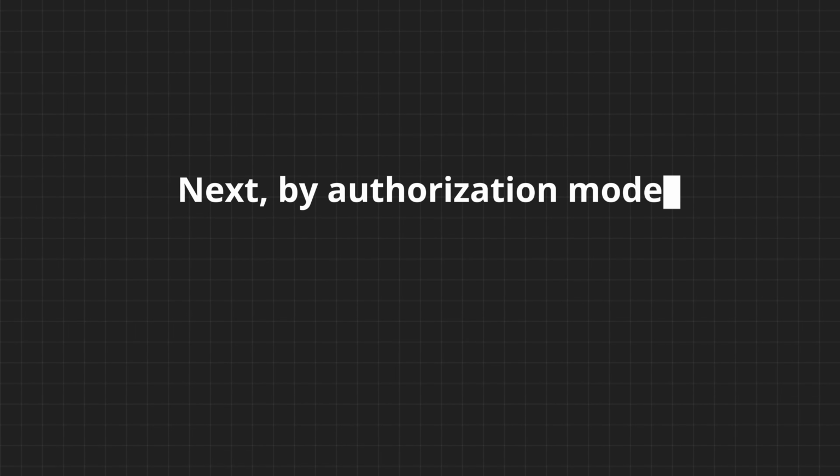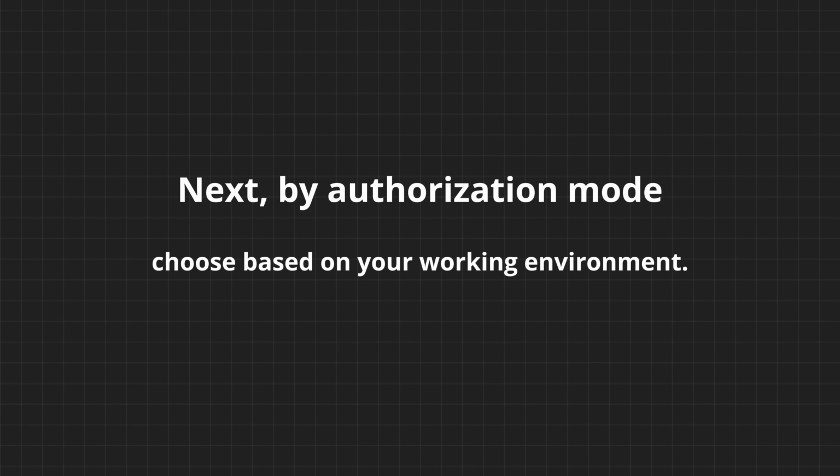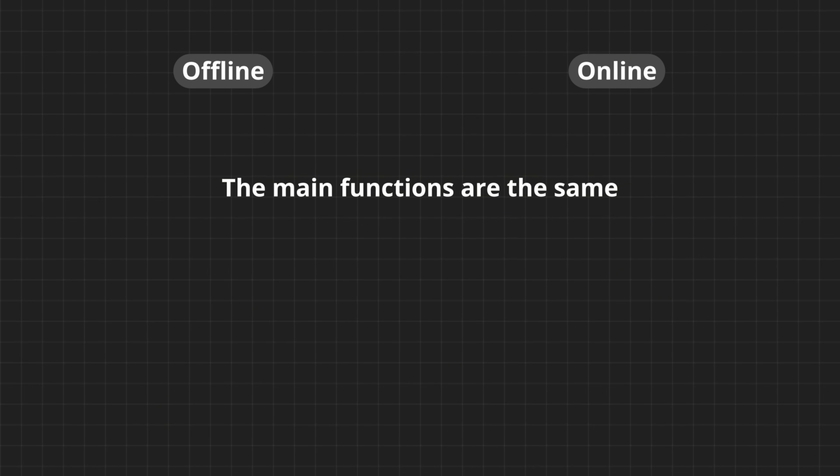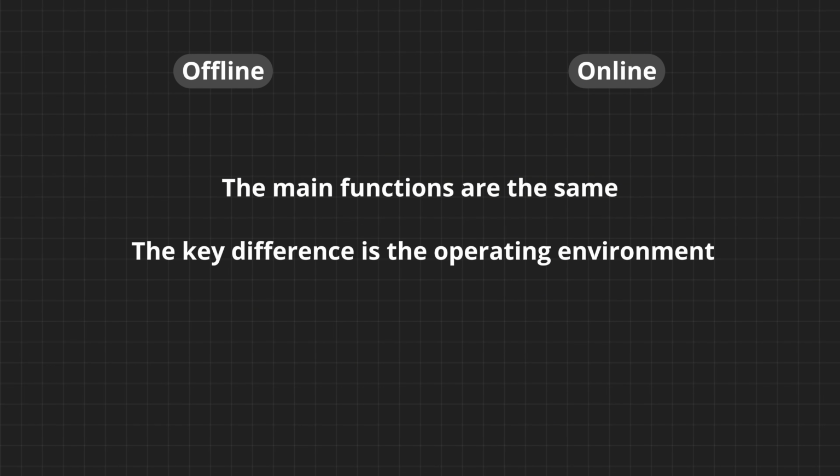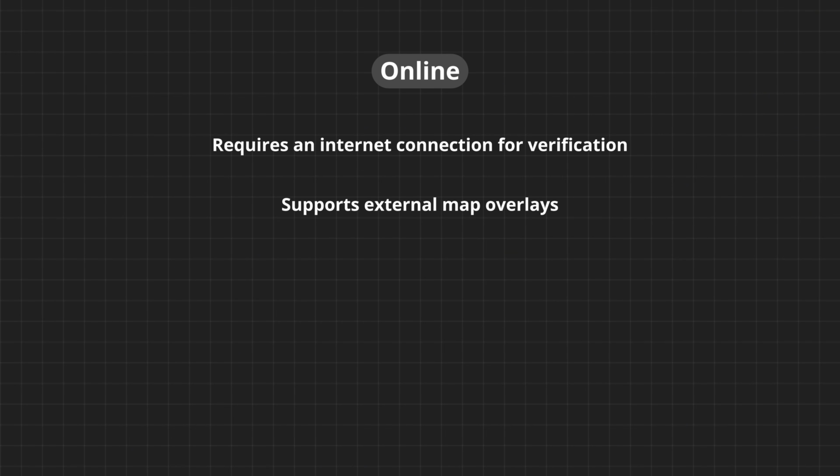Next, by authorization mode, choose based on your working environment. The main functions are the same. The key difference is the operating environment. The online version requires an internet connection for verification. It supports external map overlays.